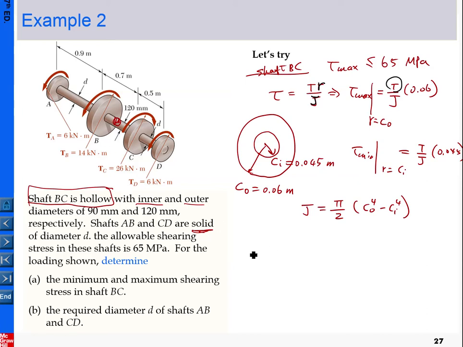Let me translate the problem here. That is the whole shaft, and here is A, B, C, and D. Let me apply the loading using the right hand rule. At A the loading is 6. Applying the right hand rule to B, the loading equals 20. At D the loading equals 26. And then we have an additional 20.